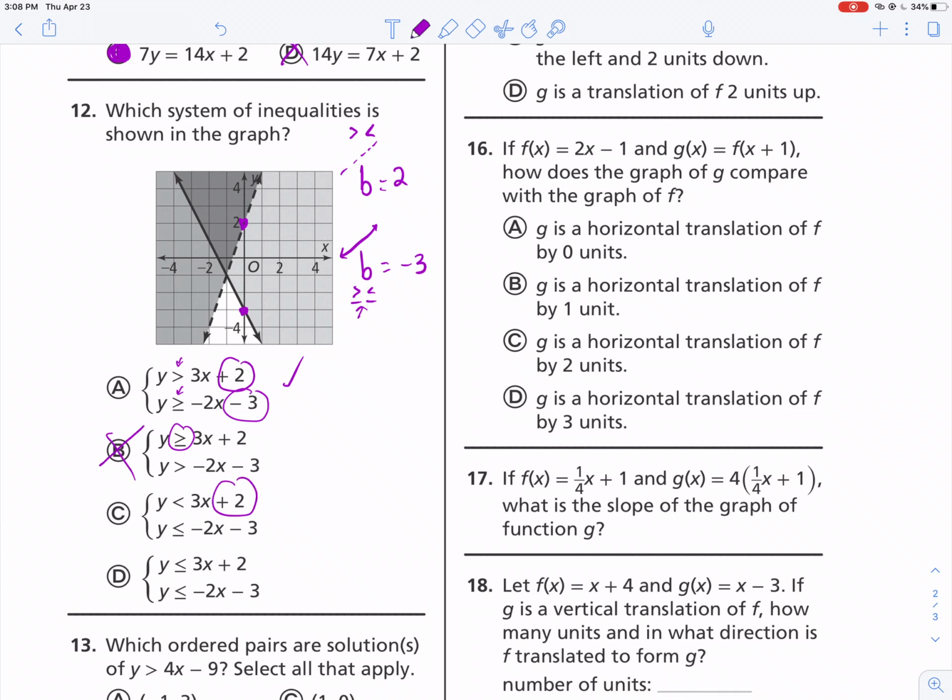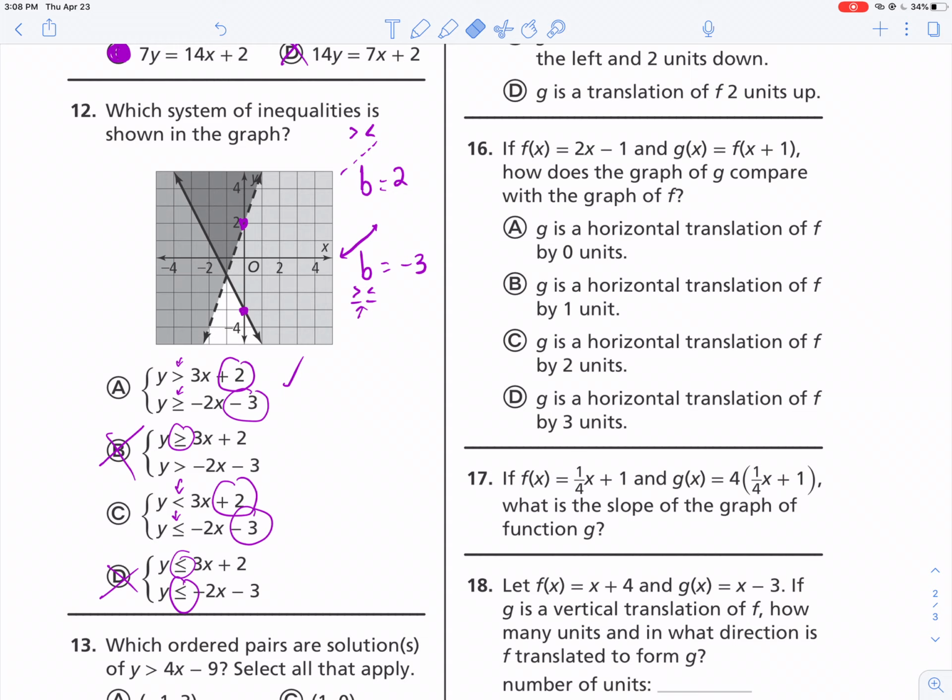For C, I have an inequality that works for the 2, and for the negative 3, I have an inequality that works. And then if I look at D, both these inequalities are the same, saying they both should be solid lines, so that one doesn't work. So now, we're going to look and just say, okay, which direction? Because our options look almost exactly the same.